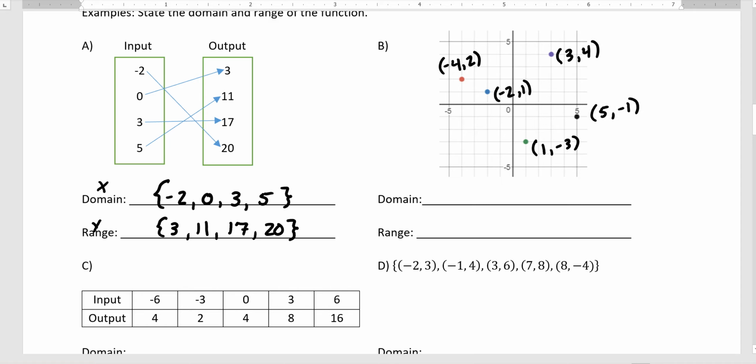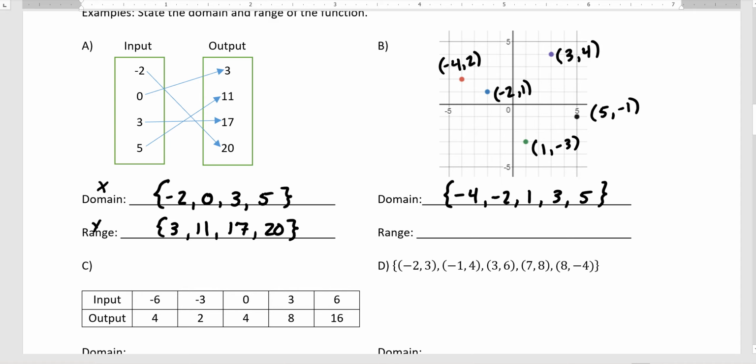All right. So to find my domain, I'm just going left to right here and listing my values. So furthest left would be -4, then -2, 1, 3, and 5. I'm just listing the x values of those points. Those are the inputs of this function.